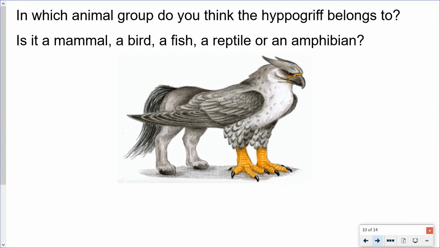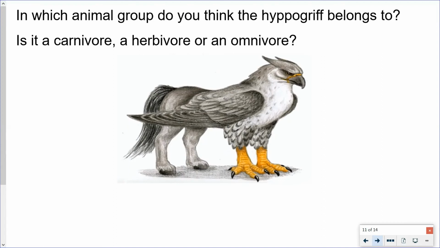Fantastic. A hippogriff is a mammal because he gives birth to baby hippogriffs. And then it's a bird as well because he can fly, has wings that help him fly. Fantastic. Now, what do you think the hippogriff likes to eat? Yes, you're right. He likes to eat meat. So, in which animal group do you think it belongs? Is it a carnivore? Is it a herbivore or an omnivore? Well done, it is a carnivore. Hippogriffs like to hunt for the food and they like to eat meat. Fantastic.